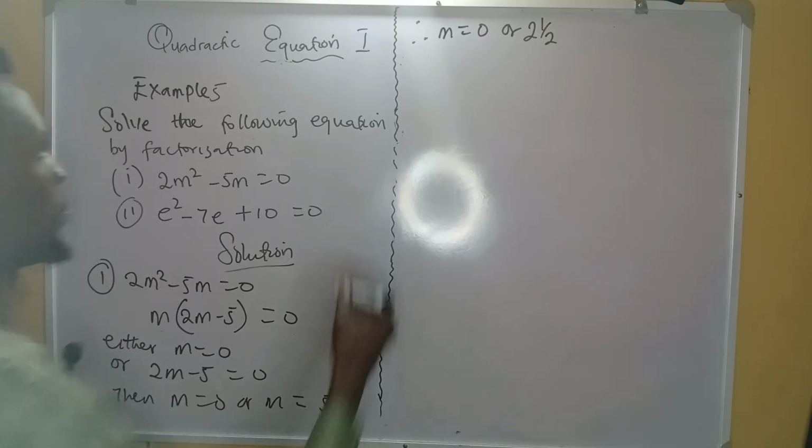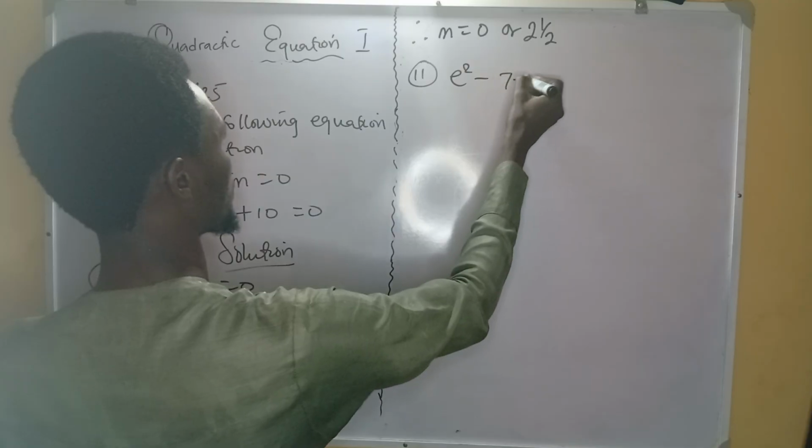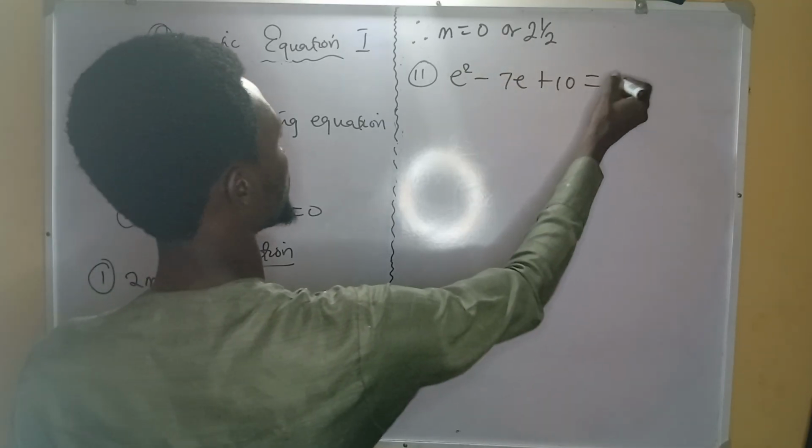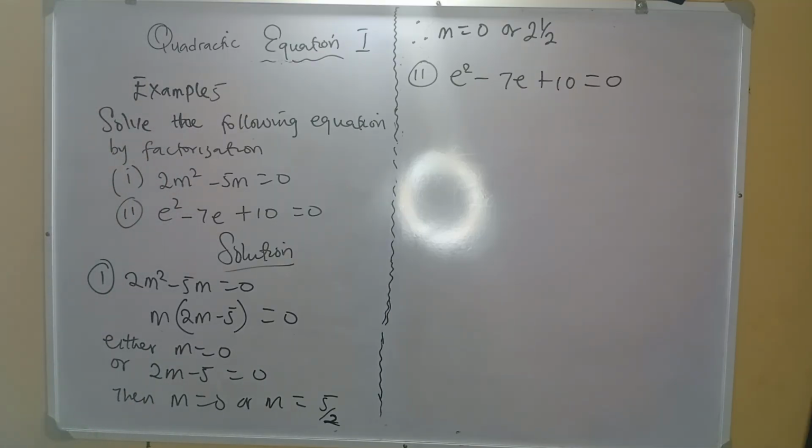So let's try the next one. The next one is e squared minus 7e plus 10 equals 0. Since we are already familiar with factorization of quadratic expressions, and you've factorized so many expressions, we are not going to factorize step by step here. We can just look at it and tell the factors of that expression.